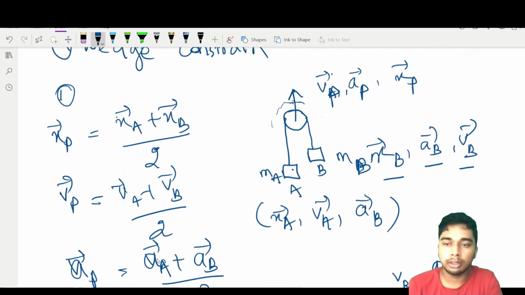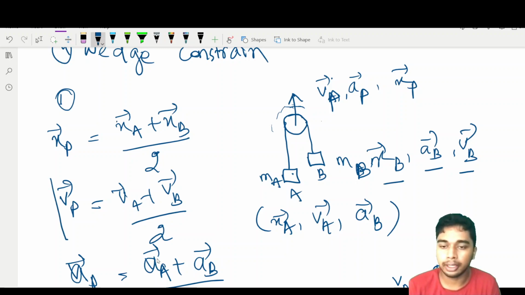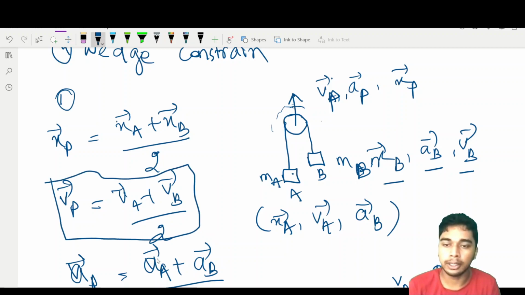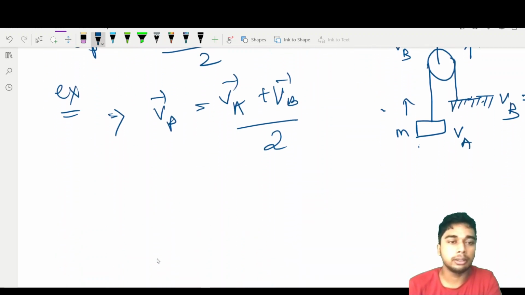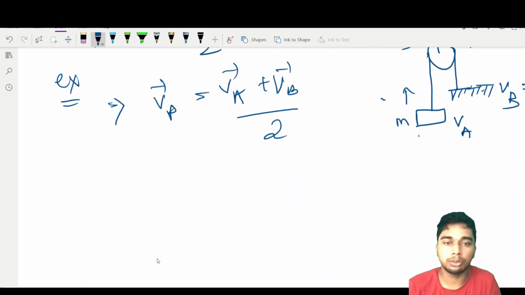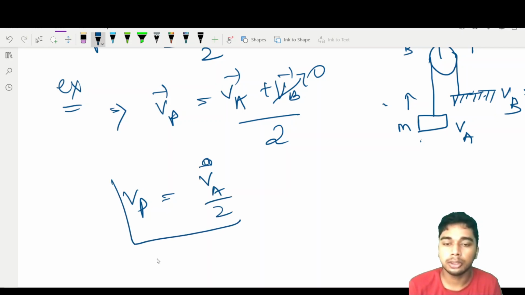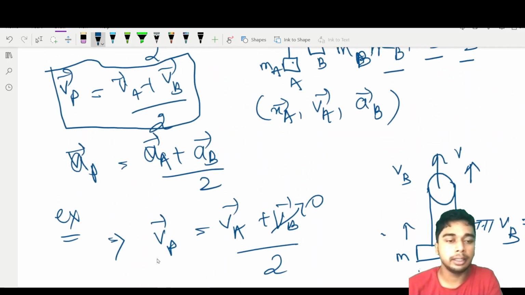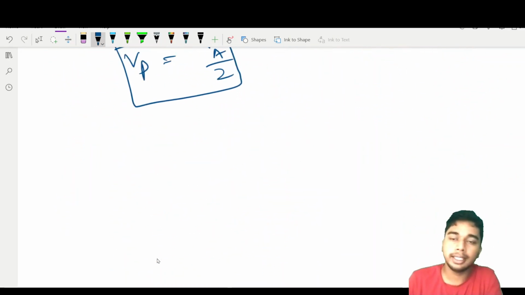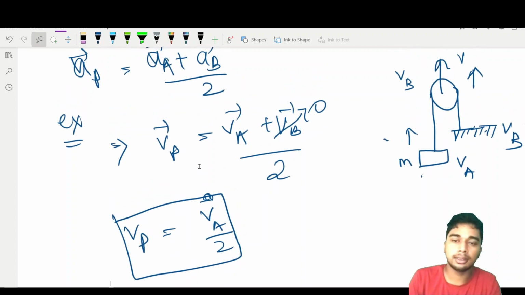So if I use this relation, then I will find that the velocity of the pulley is half times the velocity of the mass, since VB is 0. So this is the relation between pulley and the mass. Similarly, I can find the accelerations and positions also.